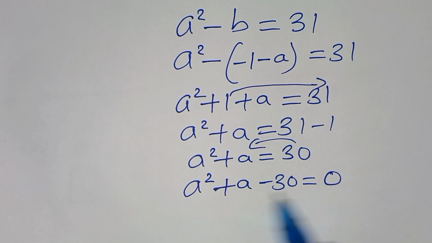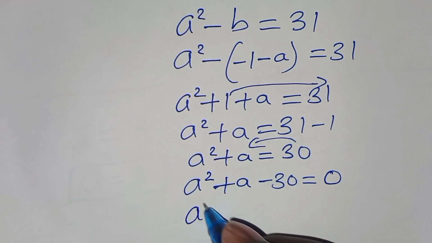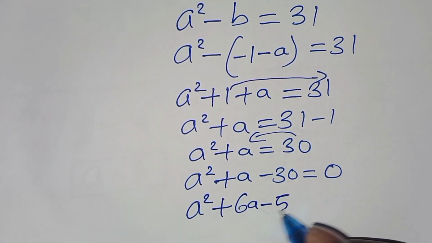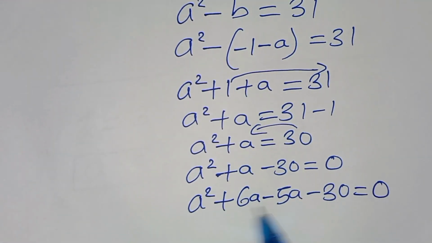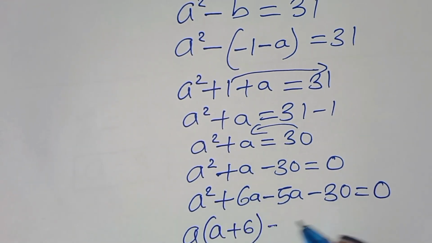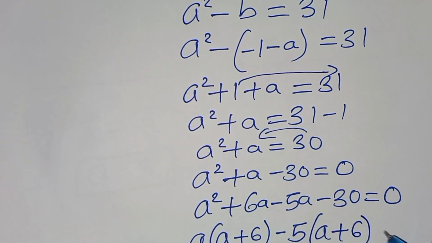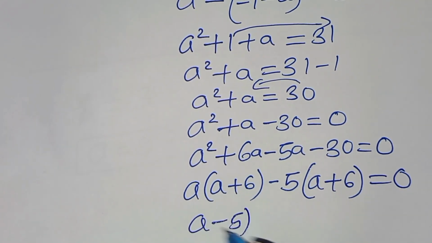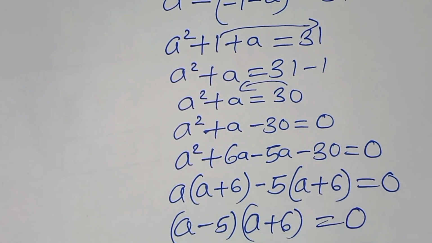So this is a quadratic equation which you can solve by factorization method, which is the same thing as a squared plus 6a subtract 5a subtract 30, equal to 0. So we can factor out a here, which is a plus 6; subtract 5 is common here, so it's 5, a plus 6, equal to 0. So you will have a minus 5 and a plus 6, equal to 0.